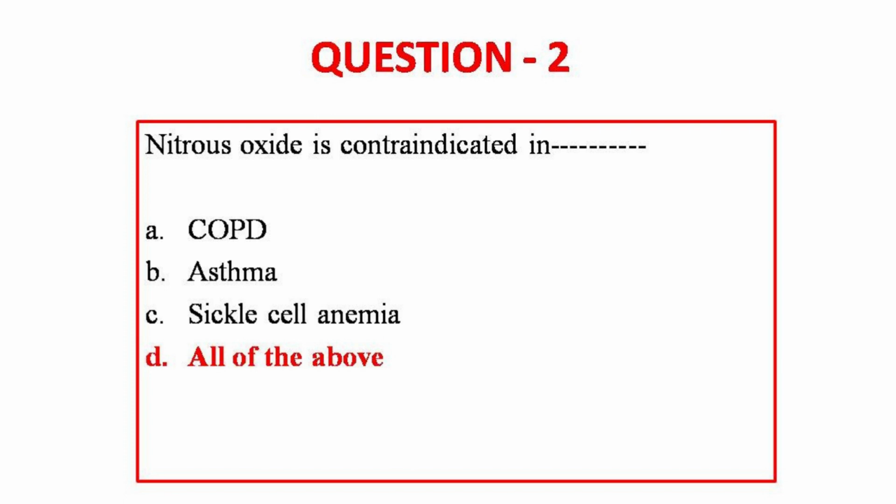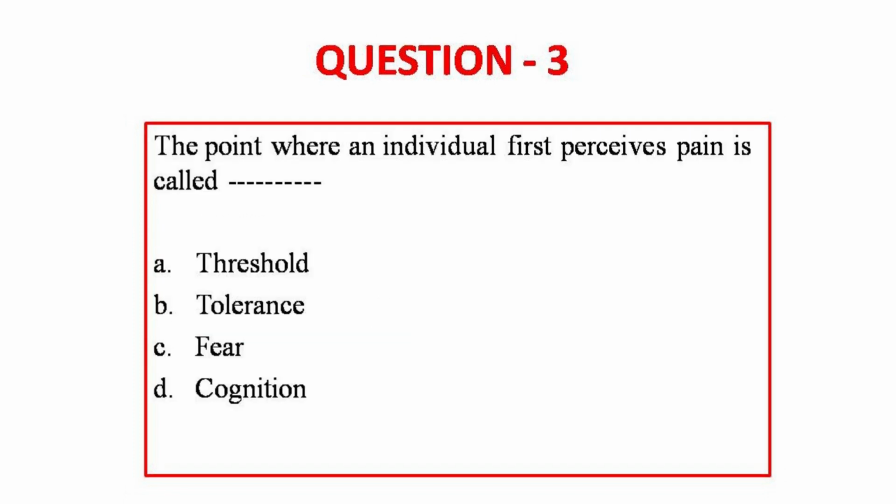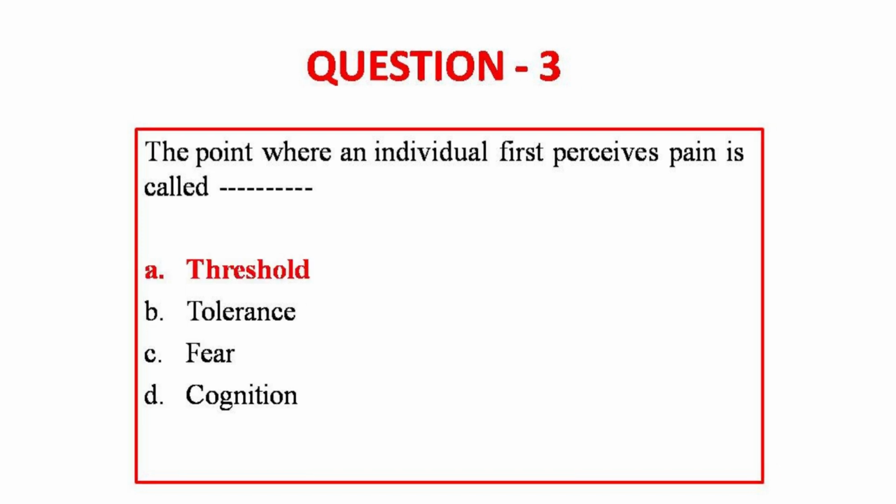So moving on to question number 3. The point where an individual first perceives pain is called, they've given 4 options: threshold, tolerance, fear, and cognition. The answer to this question is threshold.